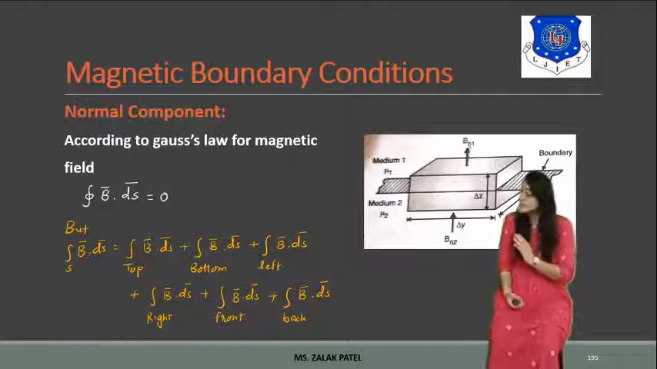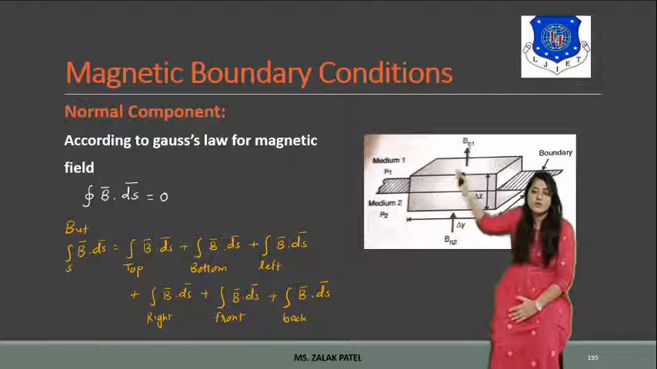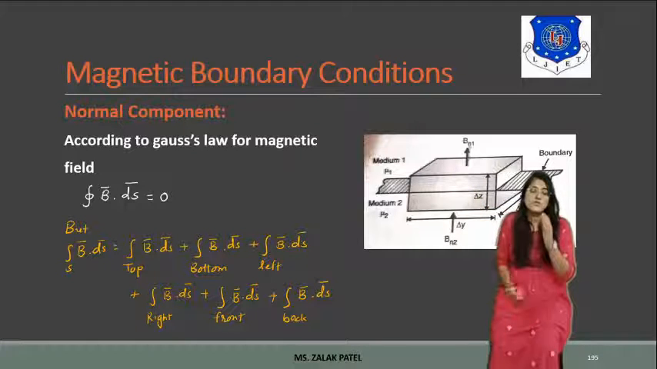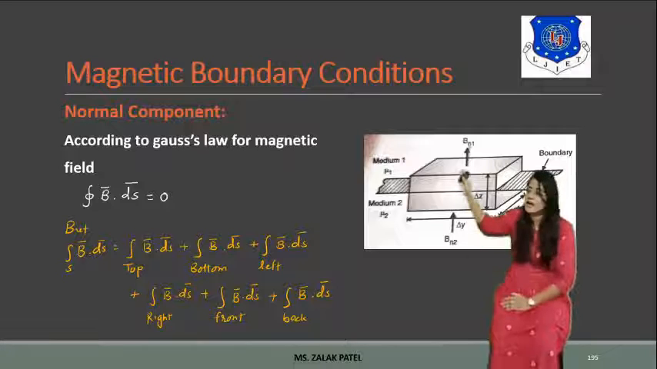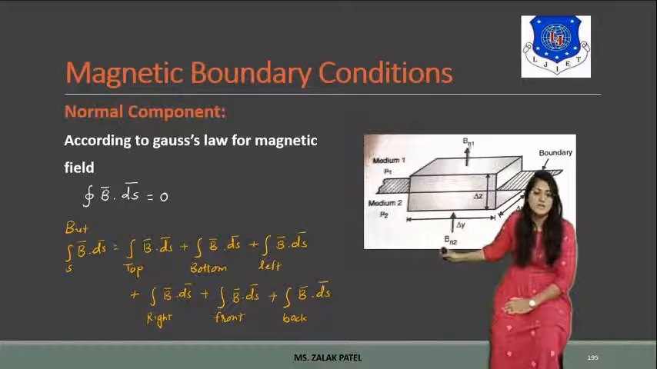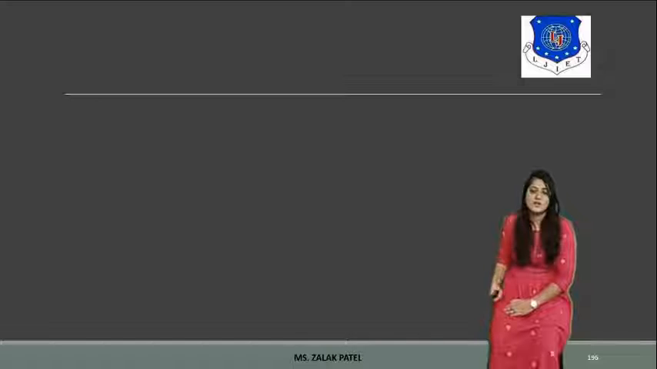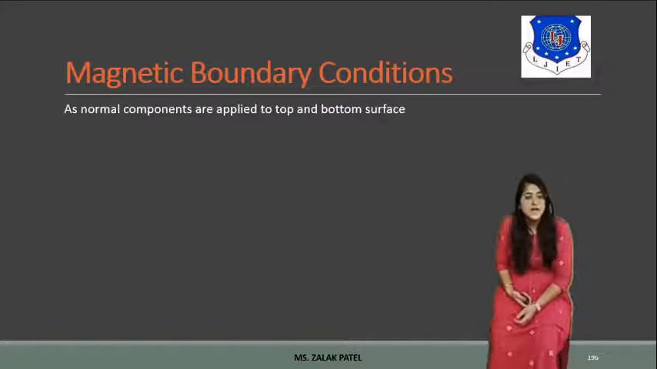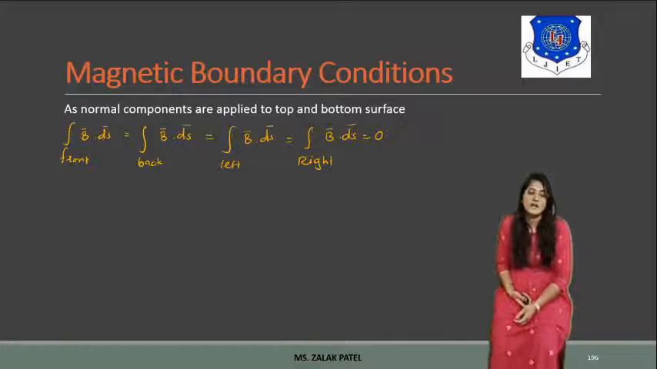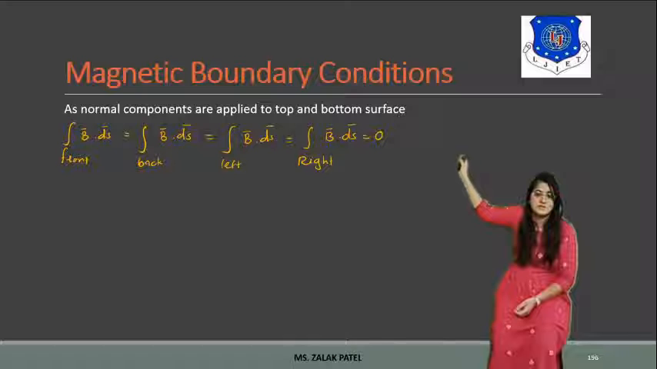But if you know that the components are applied only on the top and bottom side, obviously the other 4 terms of the integration will become 0. So the total integration of B·dS is the addition of only 4 terms... that is, the top side and bottom side. That means the surface integration of B·dS becomes the top side integration plus the bottom side integration. The other 4 integration terms will become 0 like this.